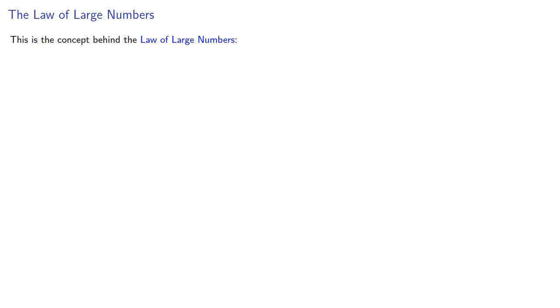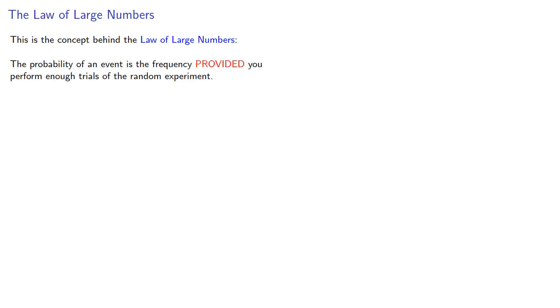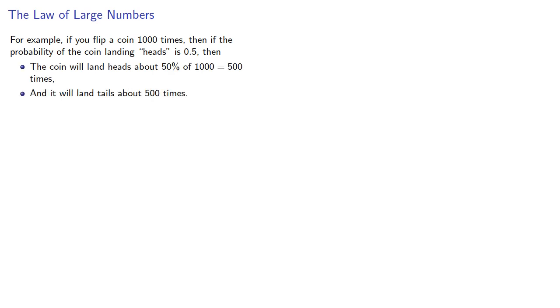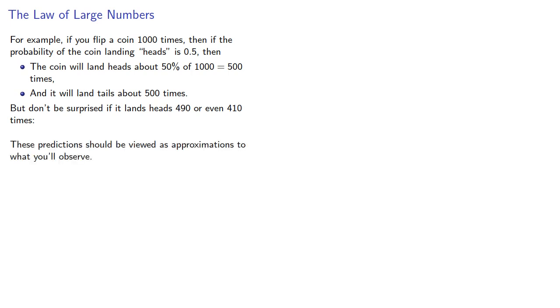This is the concept behind the law of large numbers. The probability of an event is the frequency provided you perform enough trials of the random experiment. Otherwise, it's only an approximation to the actual frequency. For example, if you flip a coin 1,000 times, then if the probability of the coin landing heads is 0.5, then the coin will land heads about 50%, that's 500 times, and it will land tails about 500 times. But that's just an approximation. Don't be surprised if it lands heads 490 times or even 410 times. These predictions should be viewed as approximations to what you'll actually observe.